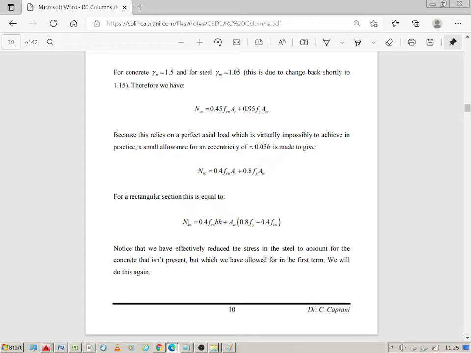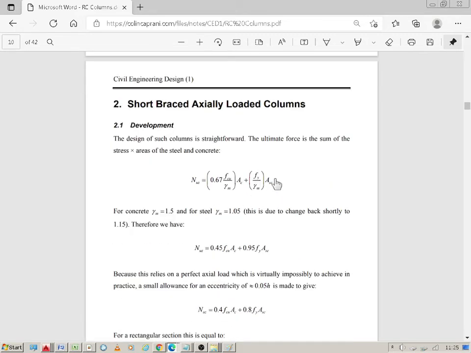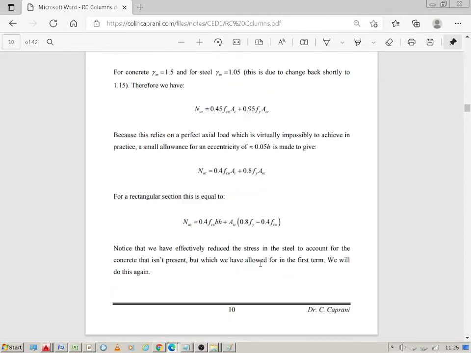So if the first equation is equation 1, then it's 2, 3, 4. In equation 4, the area of concrete is obviously b times h, and notice that we have effectively reduced the stress in the steel to account for the concrete that isn't present, but which we have allowed for in the first term. We will do this again.